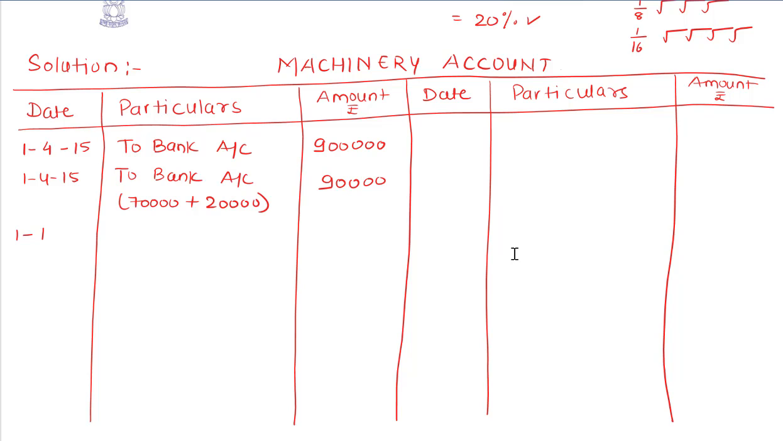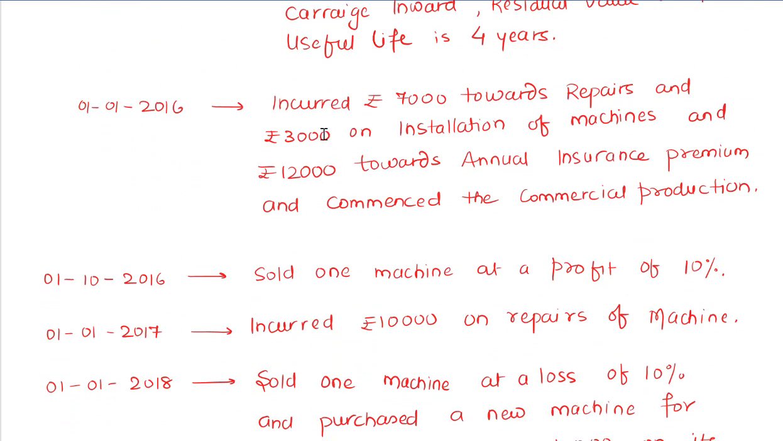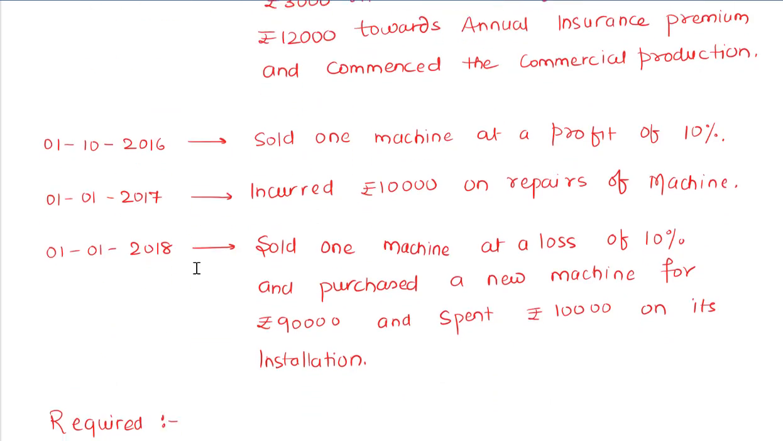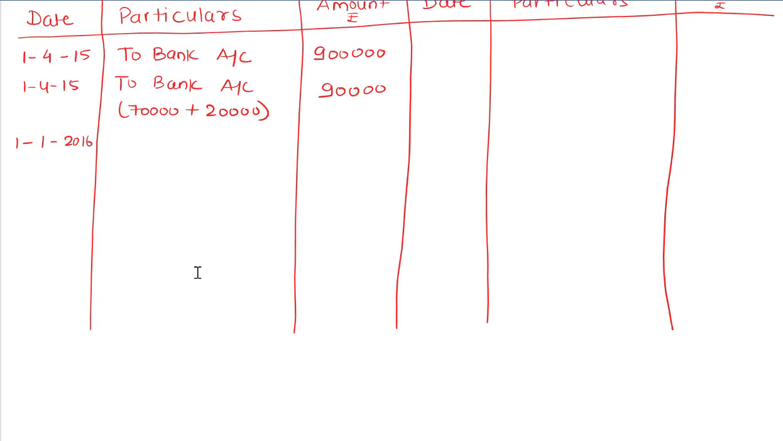Now on 1st of January 2016, two different expenses, that is 7,000 and 3,000, are incurred. 7,000 towards repair of machine and 3,000 towards installation of machine. This needs to be capitalized, but 12,000 towards annual insurance premium would not be capitalized over here.